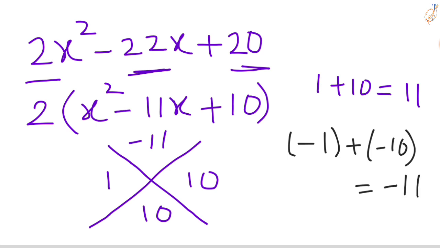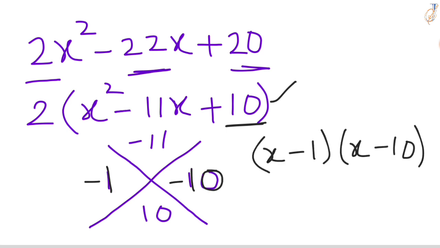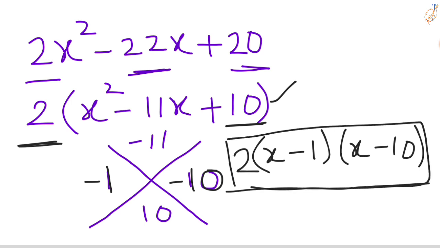Now the first condition is satisfied. Second condition: when you multiply the two numbers, that means minus 1 times minus 10, minus times minus is plus, 1 times 10 is 10. It gives the constant value, right? Our two conditions are satisfied. So the numbers are minus 1 and minus 10. Our factors are x minus 1, x minus 10. And here 2 is there, so for the final answer you attach that 2. So this is your final answer.